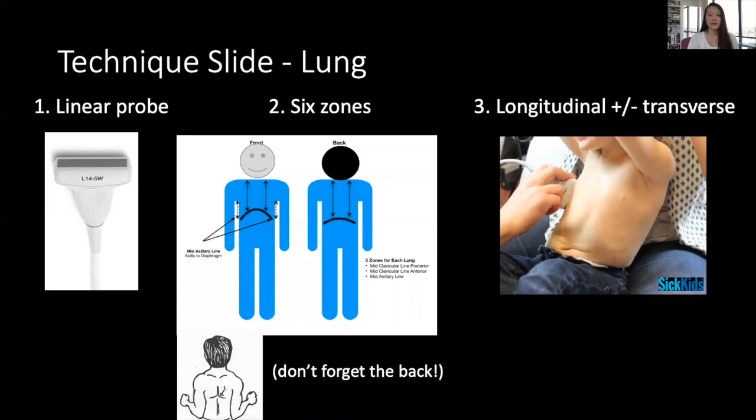So a few key things to highlight when it comes to the technique of doing a pediatric lung scan. First, use a linear probe. This gives you a really crisp view and works well in children because they have very thin chest walls. Second, you really want to examine all 6 lung zones. So bilateral anterior, axillary, and posterior views.